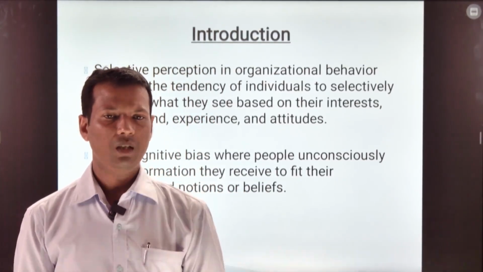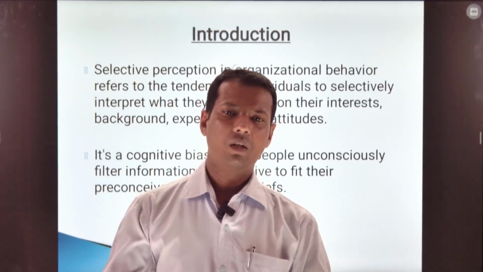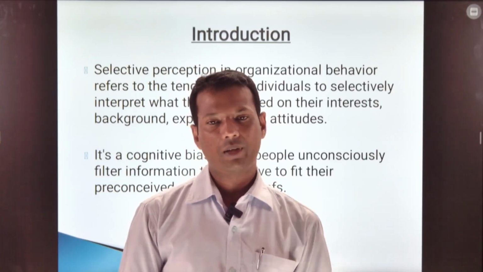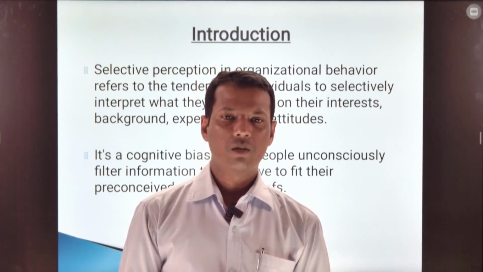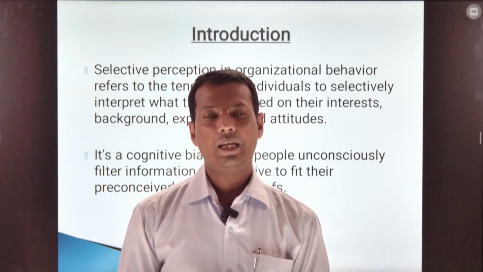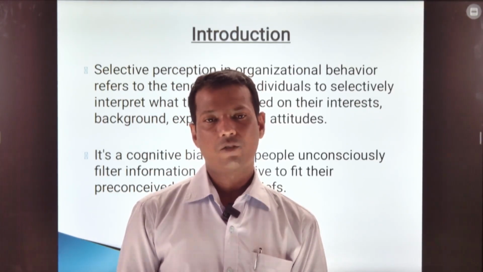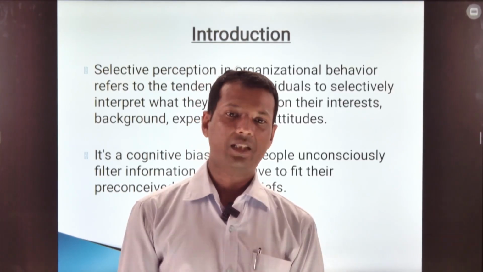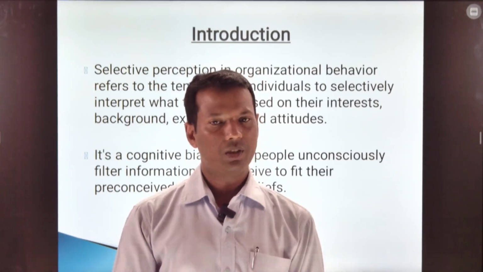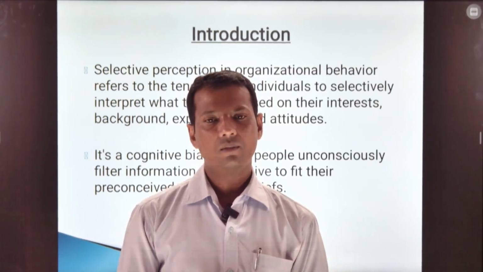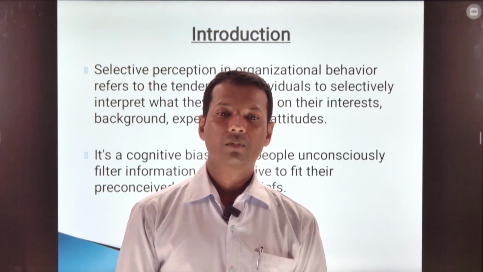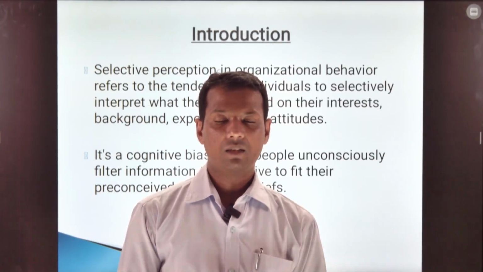Let's say, in an organizational setting, you will see that a lot of people come from different socioeconomic backgrounds, with different interests, attitudes, and experiences. When they come together in any kind of organization, they tend to select, they tend to perceive, they become very choosy, very selective in their perception. So there is a sense of bias in their attributes.